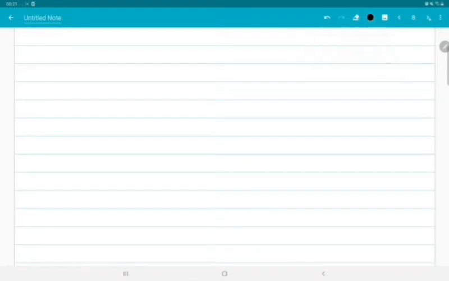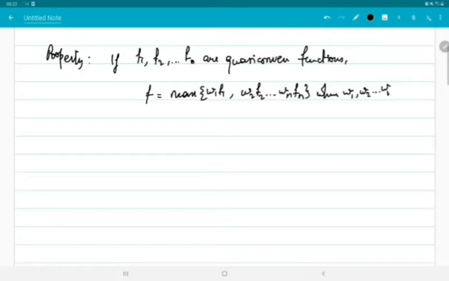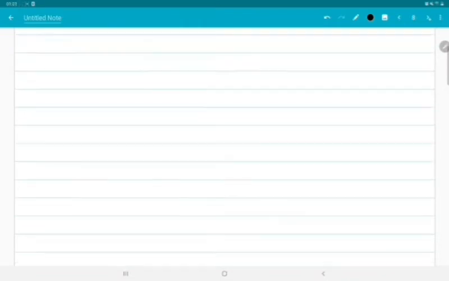So now we look at a property. If f1, f2, fn are quasi-convex functions, then their non-negative weighted maximum, that is defined by max of w1 f1, w2 f2, wn fn, where w1, w2, wn are all non-negative, this function f is quasi-convex. We prove this property.